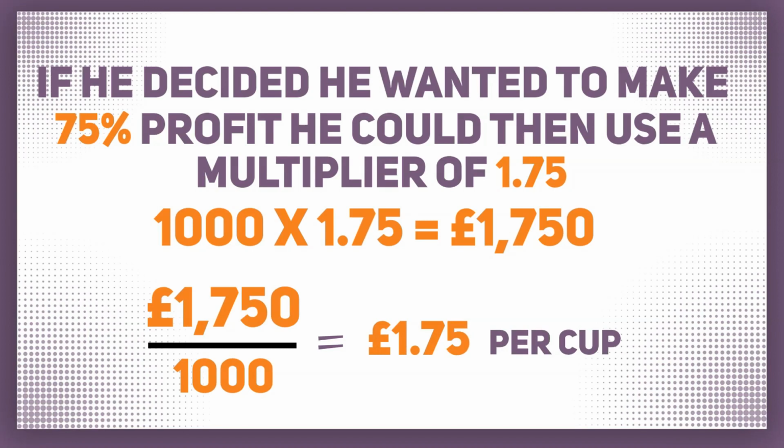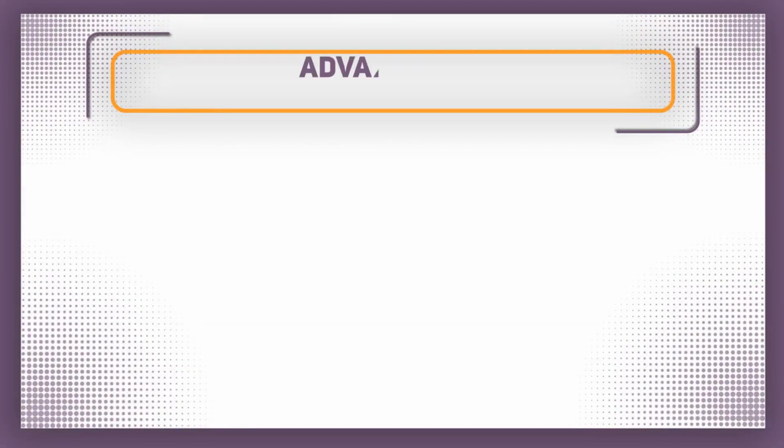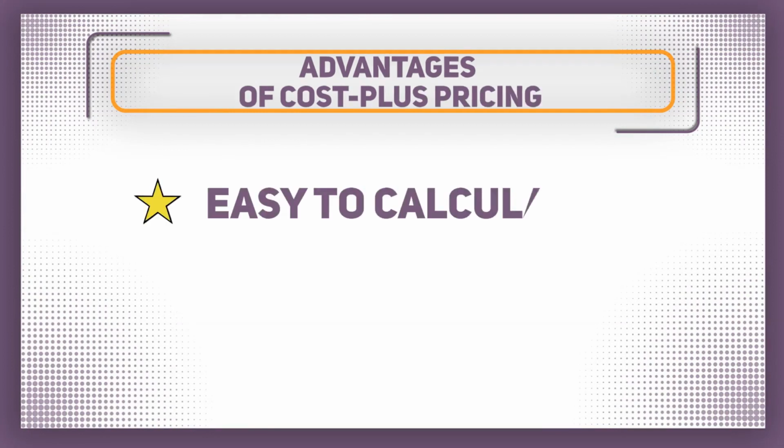So now that we have a strong understanding of how to calculate cost plus pricing, let's analyse both the advantages and the disadvantages of this form of pricing strategy. The first and possibly most advantageous is that cost plus pricing is very easy to calculate. It can be quickly worked out and avoids trickier calculations for each product sold.